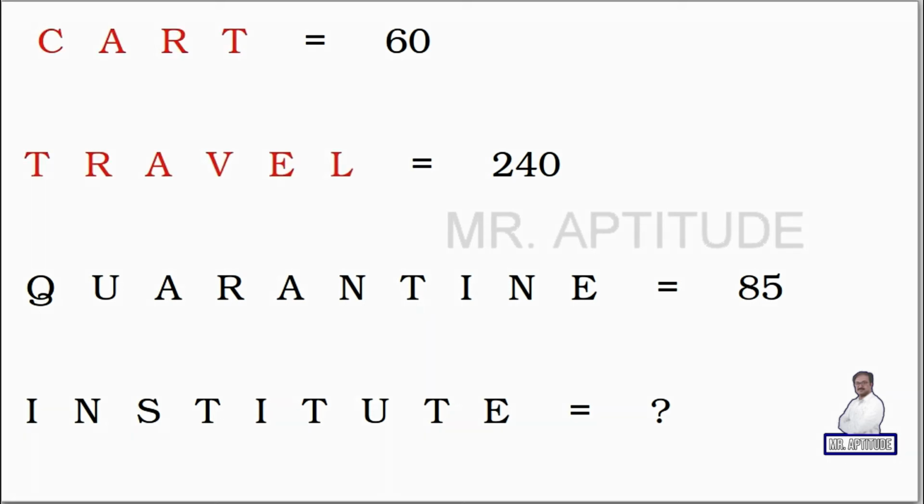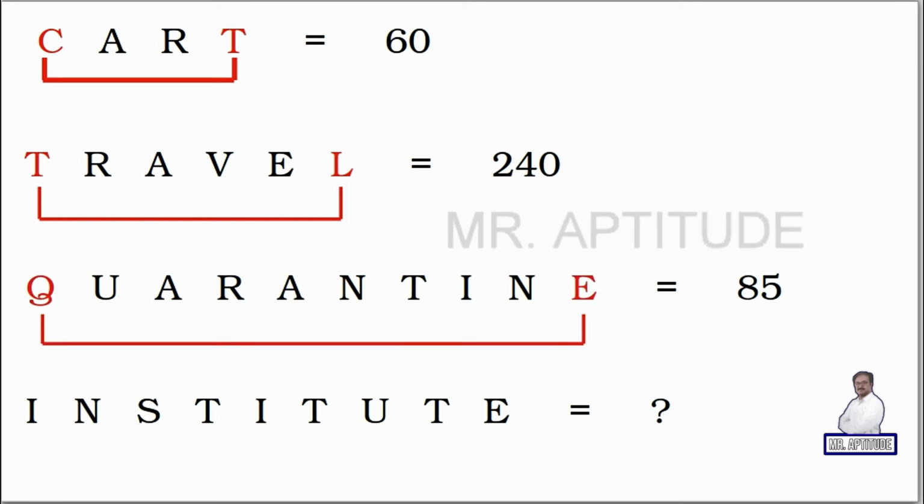Observe these two words, cart and travel. C is the first letter of the word cart and T is the last letter of the word cart. First letter's place value multiplied by last letter's place value. C is 3, T is the 20th English alphabet. 3 20 times 60. If you look at the next one, travel: T is the 20th English alphabet, the last letter of the word travel is L, 12. 20 12 times 240.